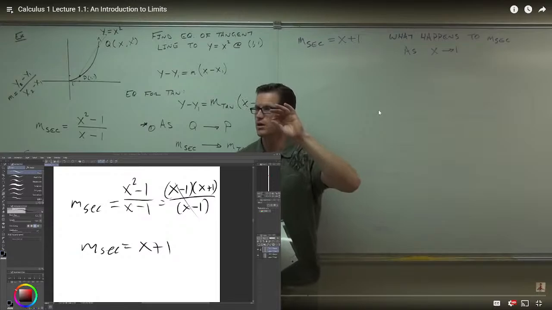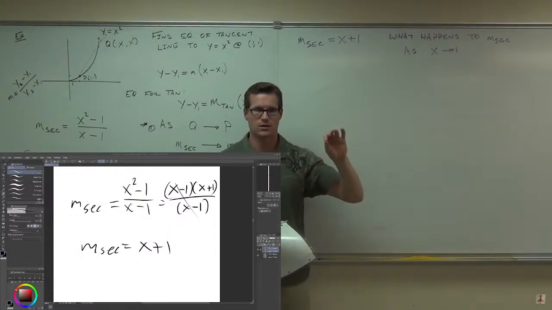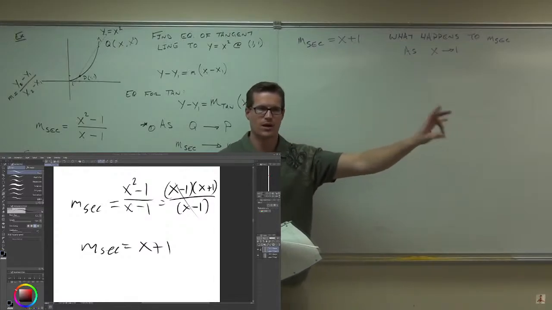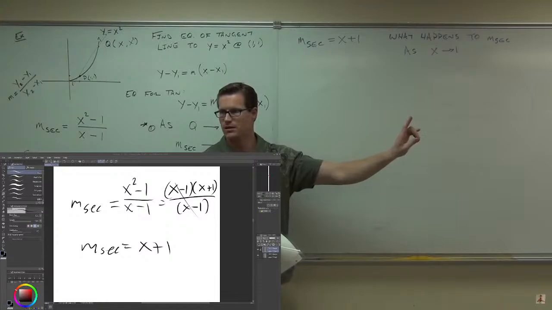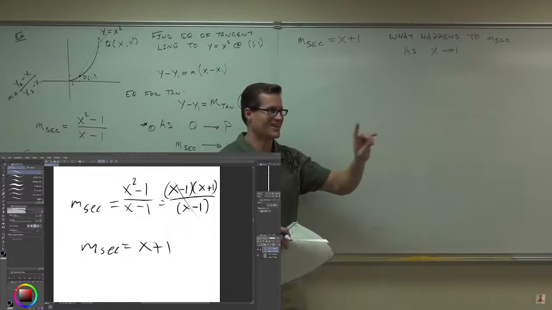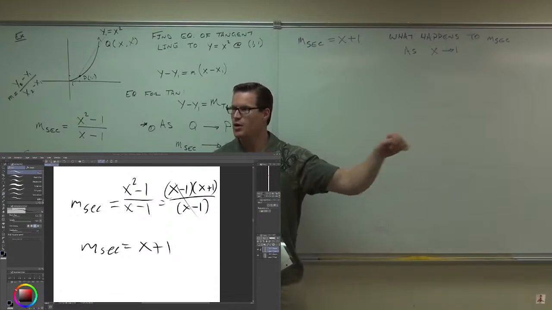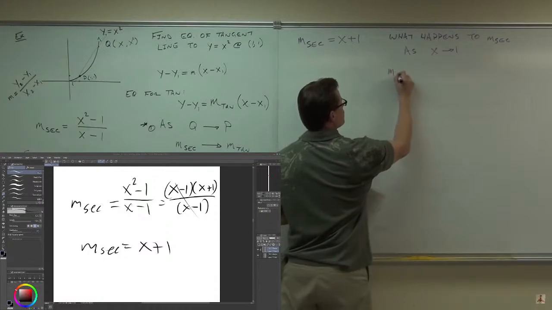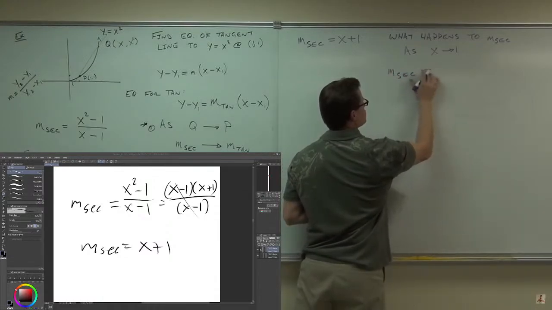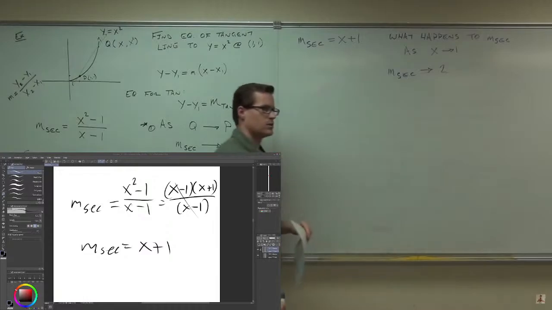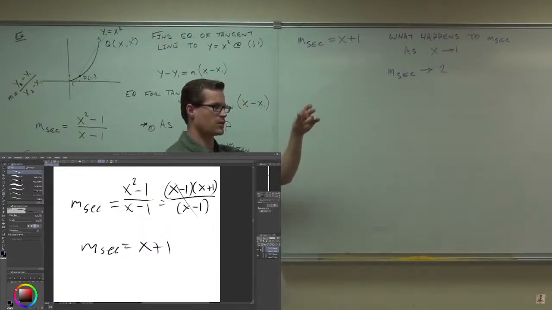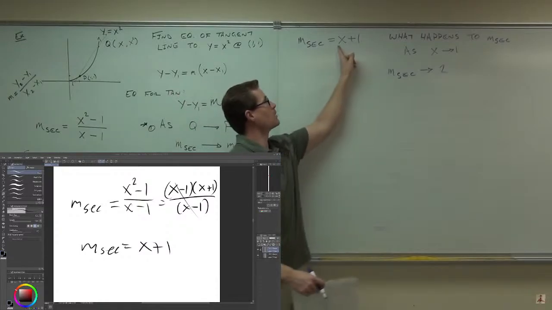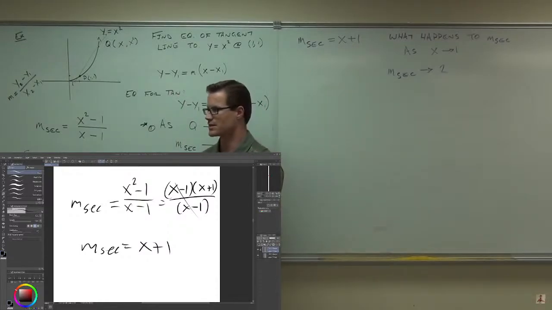1.01. Good. Move down to 1.00001. What would you get? Move down to 1.00000 forever, and then a little 1 at the end. What would you get? 2.0 forever and a little 1. Would you say that as this gets closer to 1, the slope of our secant gets closer to 2? Because I'm plugging in things really close to 1, I'm going to get out things that are really close to 2. Does that make sense to you? Our secant's going to be really close to 2.